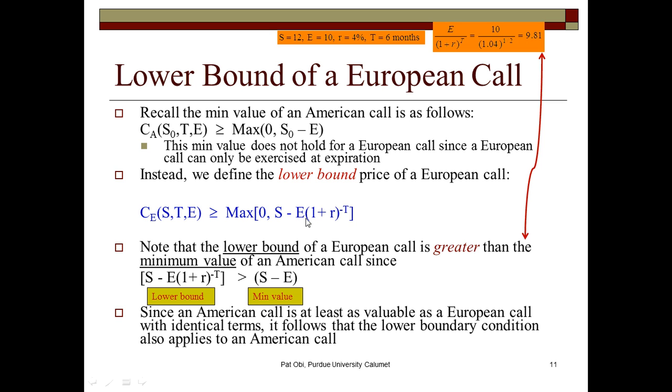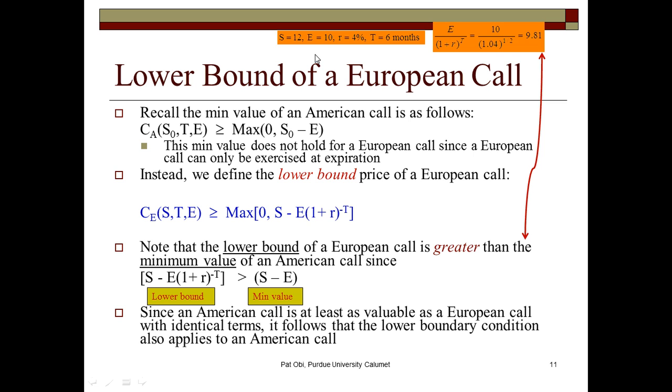Therefore, prior to expiration, we can only view E in present value terms, and that's what you see right here. So S minus the present value of E defines the lower bound condition, which, if it isn't positive, then the 0 condition would prevail. This is what's called the lower boundary condition. It says that the lower boundary value for a European option would be the greater of 0, or this expression here, the stock price minus the present value of the exercise price.